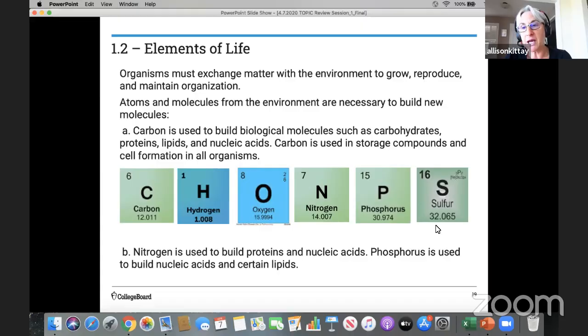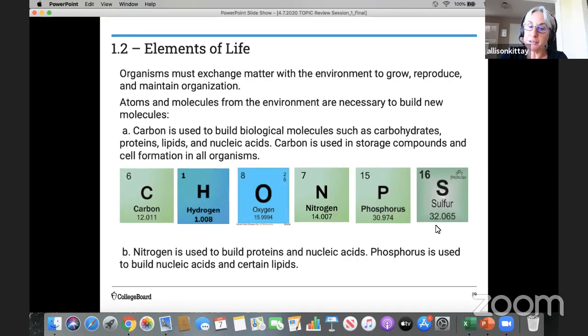The other 4% is made up of some other elements such as chlorophyll and calcium and potassium. And so they are important, but they are way less prevalent than these 6. So carbon, and we're going to talk more about this, but carbon is used to build all of the biological molecules, carbohydrates, proteins, lipids, and nucleic acids. Carbon is used in storage compounds like starch and glycogen, and also in cell formation in all organisms. It forms the cell wall in the form of cellulose in plant cells.